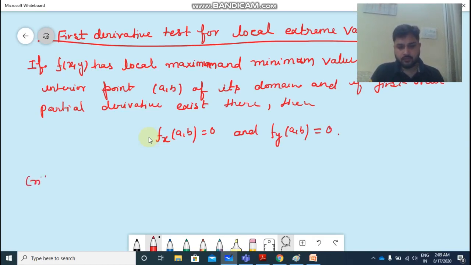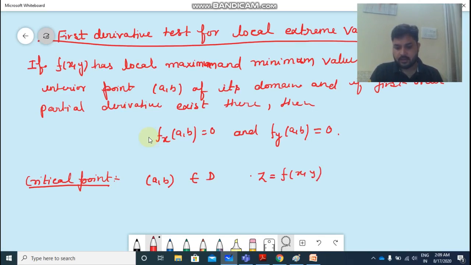Now, I will give you the definition of a critical point. An interior point (a,b) of the domain D of the function z is equal to f(x,y) is called a critical point if, first, both partial derivatives, that is f_x and f_y, exist and both are equal to 0.